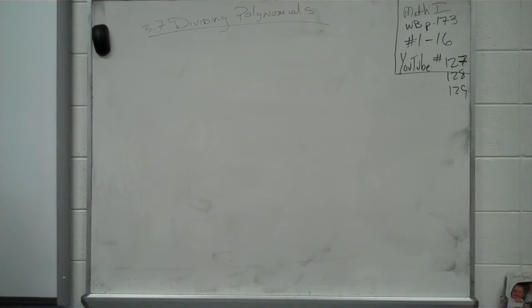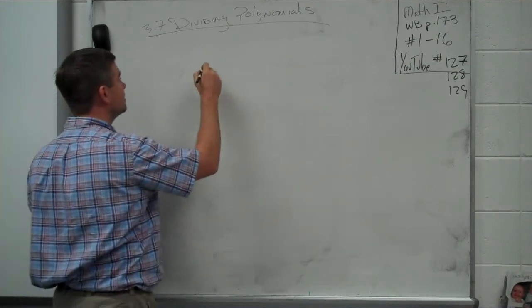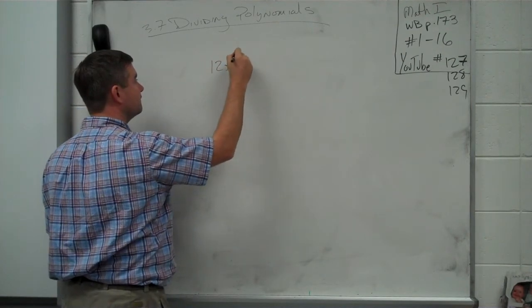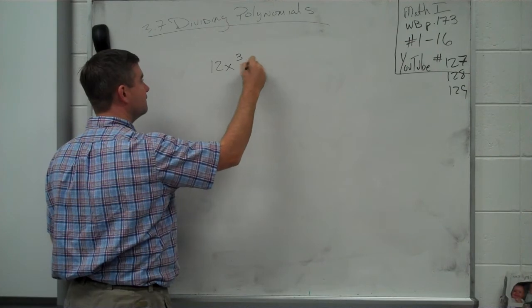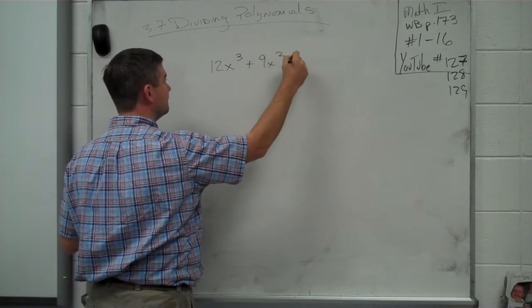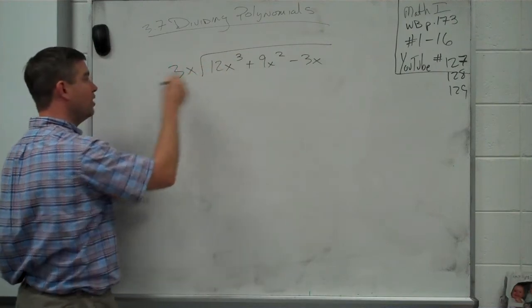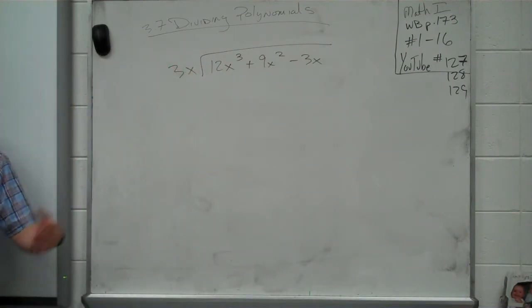Let's try another one. Can you read this one out to me? Right here. 12x cubed plus 9x squared minus 3x divided by 3x. All right, I went ahead and wrote it in division form. I'm going to let you try this one now at your desk. So you try this one solo.